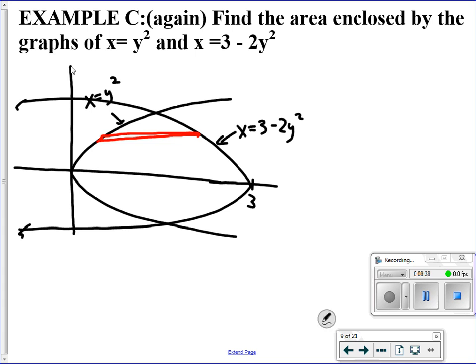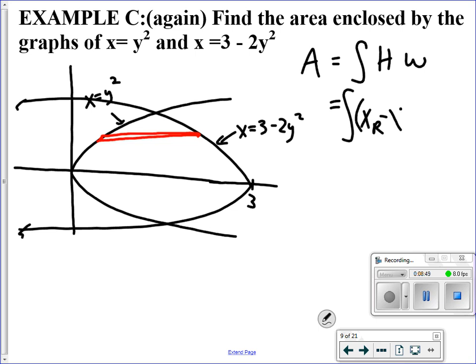So we're going to start by saying, to get area, we sum up height times width. And when you're using horizontal strips, the height is going to be whatever x is on the right minus whatever x is on the left. And the width, I don't know if you remember, if your strips are horizontal, is going to be a small change in y, dy. And that's important. That tells you that the only variable that you should see in your setup should be y.